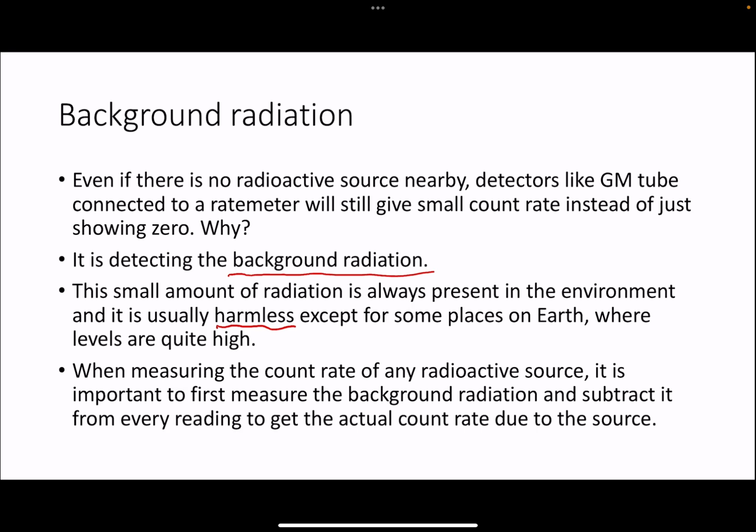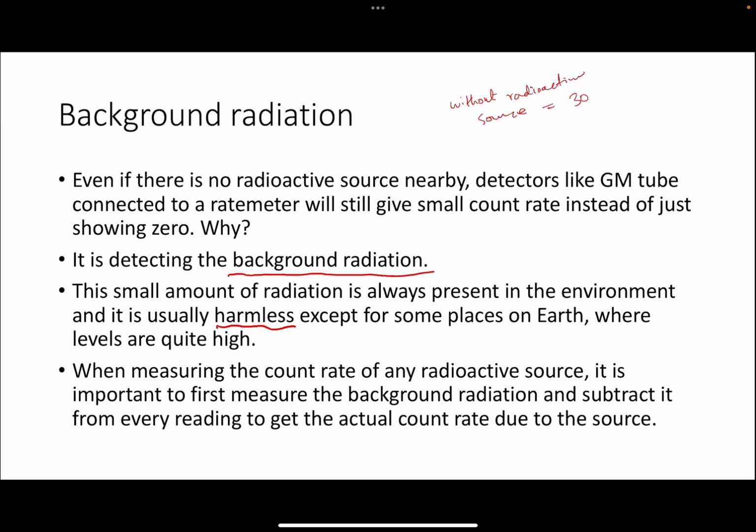Now, if you are going to perform an experiment where background reading is there, which it is always going to be, you have to take into account the background reading and subtract it from all your readings. So, for example, you go to a lab and you start performing the experiment without the source, without a radioactive source. You get a reading of, let's say, around 30 counts per minute. This was your count rate from the GM tube.